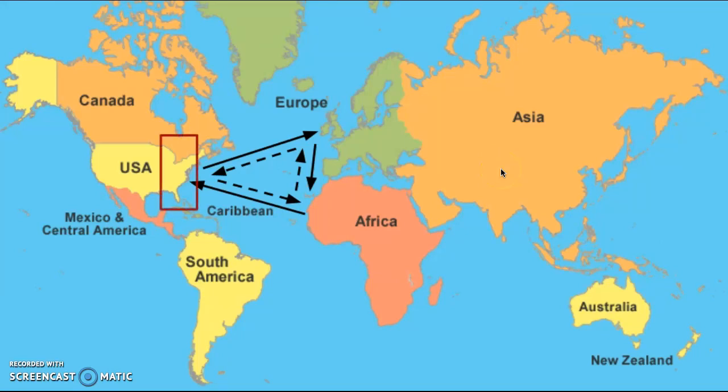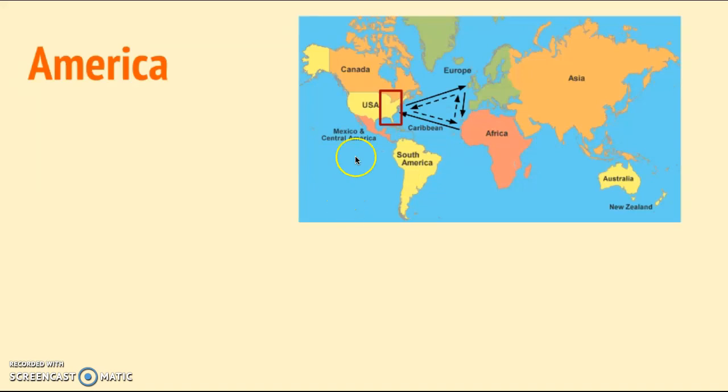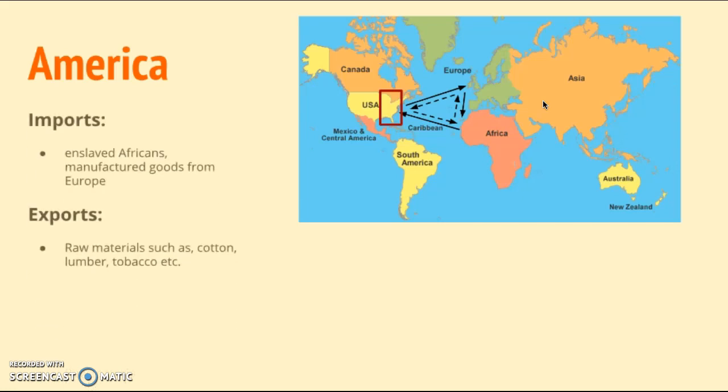First, why don't we talk about America? America was the 13 colonies that belonged to England at the time, and they were pretty important in Europe and Africa's economy. Their exports were raw materials such as cotton, lumber, and tobacco, crops and goods that could not be found in any other part of the world and were recently discovered with European expansion. Their imports were enslaved Africans through the African slave trade and the manufactured goods that Europe would produce through their raw materials.